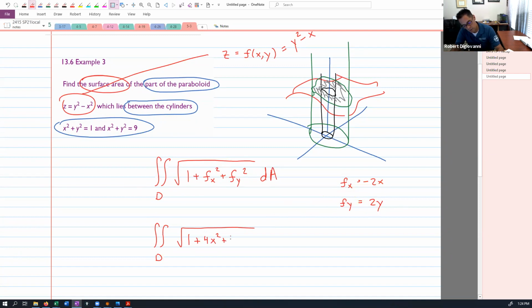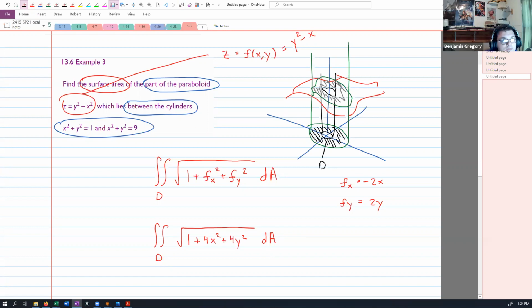Partial z squared, 4y squared, dA. Now what I need to do is figure out what this D is. And the D is the shadow of this thing down onto the ground. This is where it's important that you understand that the shadow on the ground is this little washer on the ground. If that's your region on the ground, should we stick to Cartesian or should we go to polar? Go to polar. That's a perfect polar region.